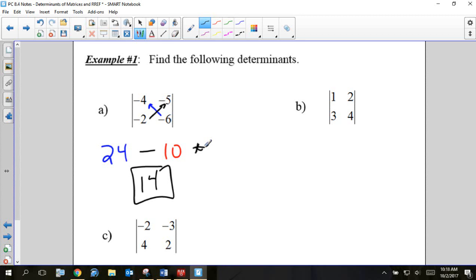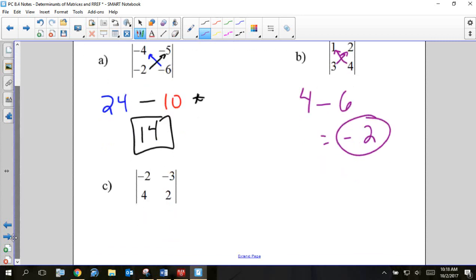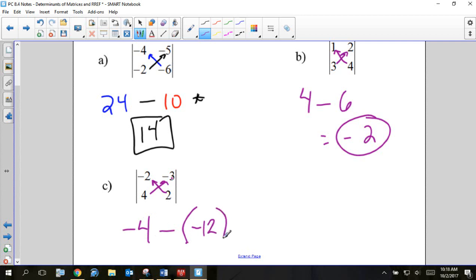All right, I saw a lot of silly mistakes. Let's go through these. 4 times 1 is 4. Subtract. 3 times 2 is 6. Answer, -2. That one was okay. I saw the most mistakes walking around on C. 2 times -2, -4. Subtract. 4 times -3, -12. So when you subtract a negative, you're adding the positive 8. Questions?